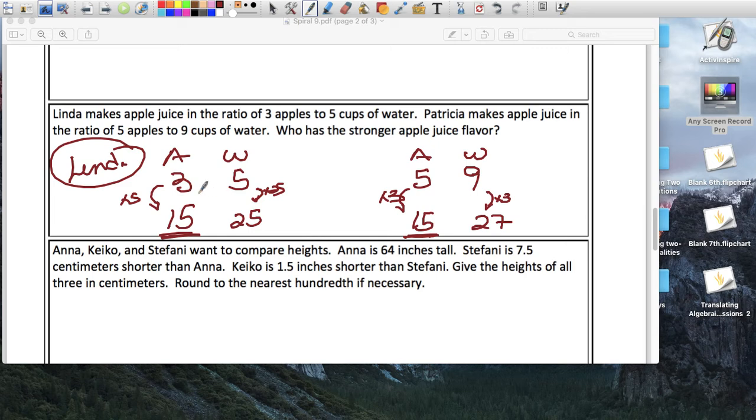So you had an initial ratio of 3 to 5 and the other one 5 to 9. We can't really compare when the ratio is different. So give them something in common. In this case, we gave them the same amount of apples. Then we found the combination of apples.